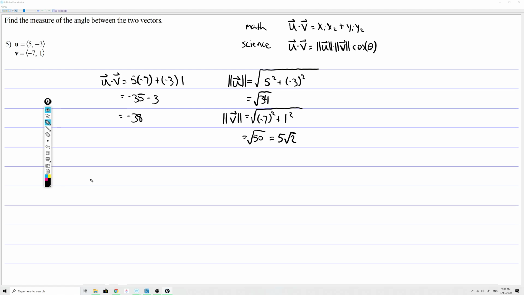Now the sticking point when you're dealing with vectors is the last part of this formula, the cosine of the angle that's between the two vectors. So this is what we have to find. In order to do that, we're just going to look at this as an equation. It says u dot v, that's the dot product of the two vectors. Well, I know what that is. It's negative 38.